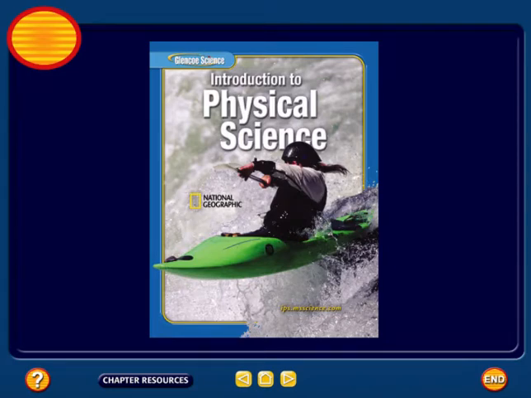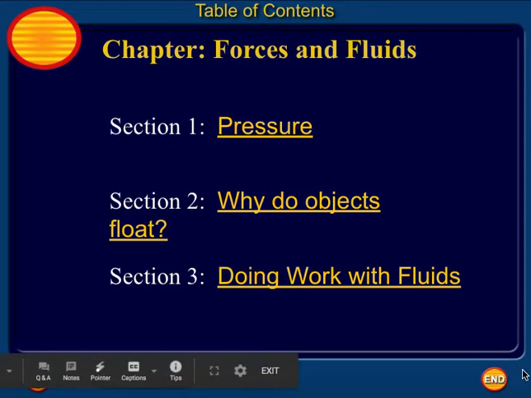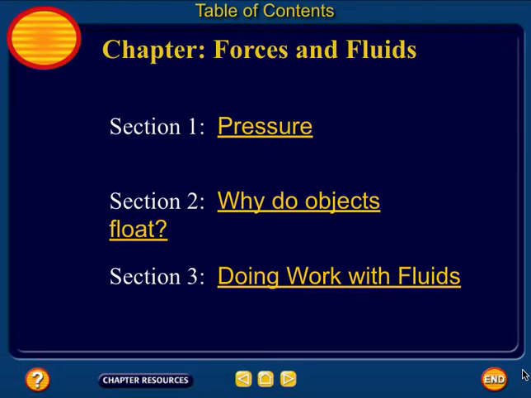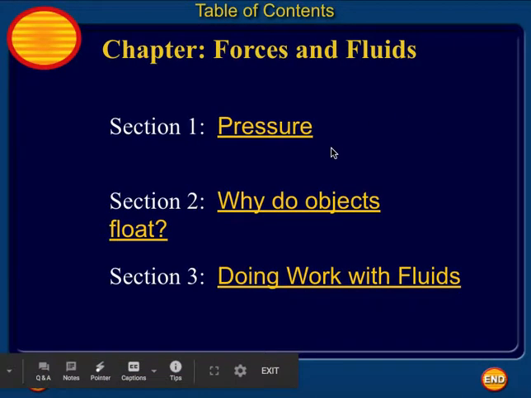Class today, 8th grade. Today we're starting our studies in a new chapter titled Forces and Fluids, Chapter 12. In this chapter we'll be studying pressure, why objects float, and how we would do work with fluids. Today we're focusing on Section 1.